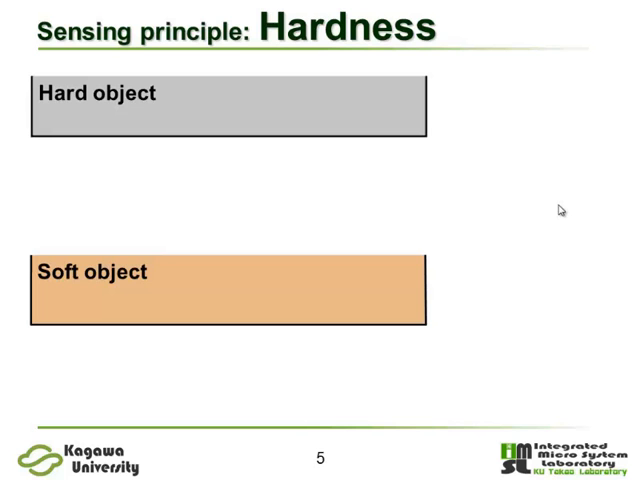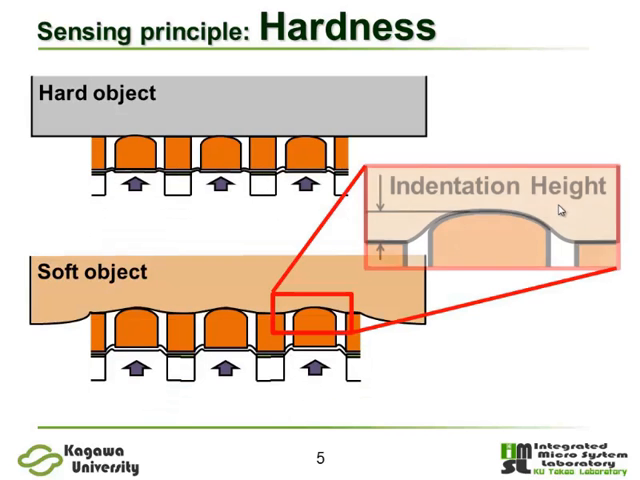Next, I will explain the principle of surface hardness detection. The reference plane structure also has an important role in this measurement of hardness. If the device surface contacts the target object, the indentation depth of the contact tip to the object depends on surface hardness of the object. So, we can measure the hardness with the position of the contact tip from the reference plane.